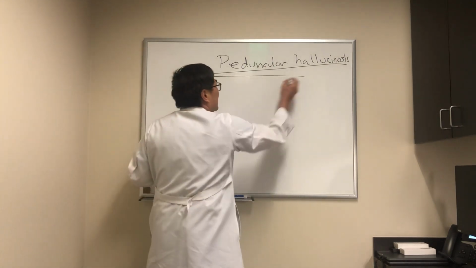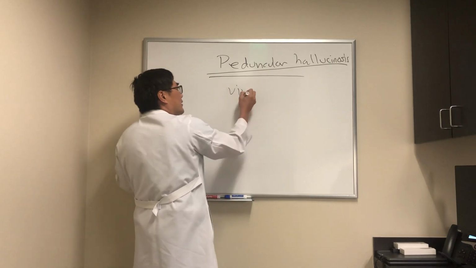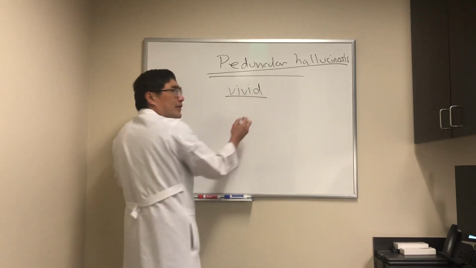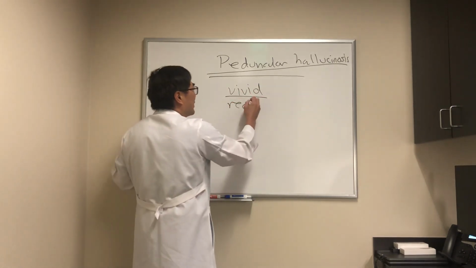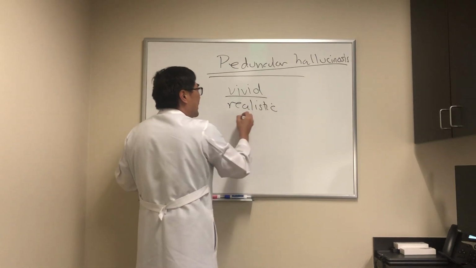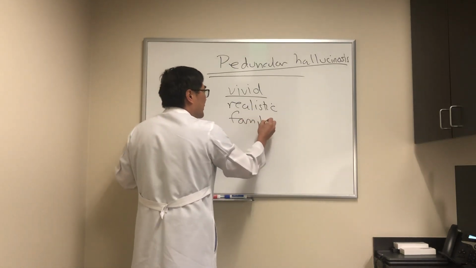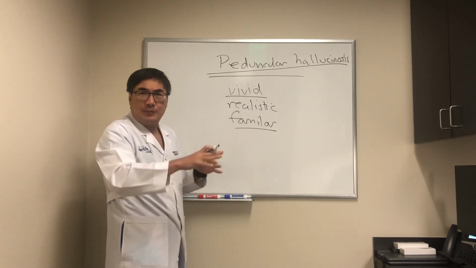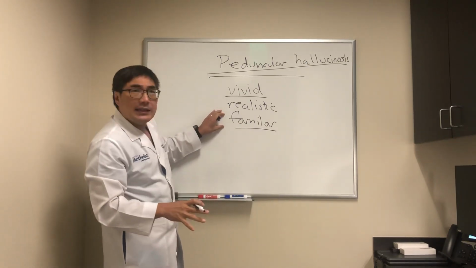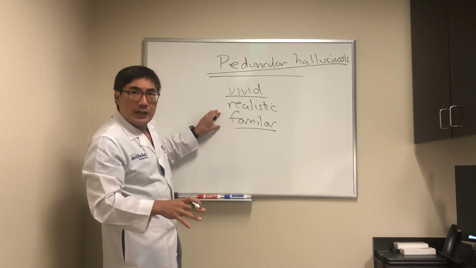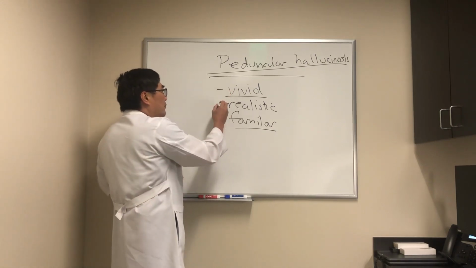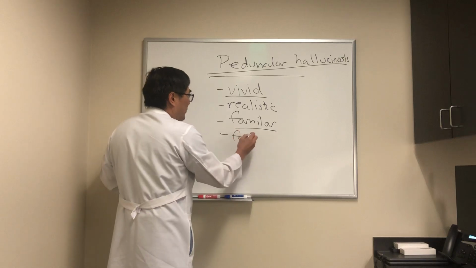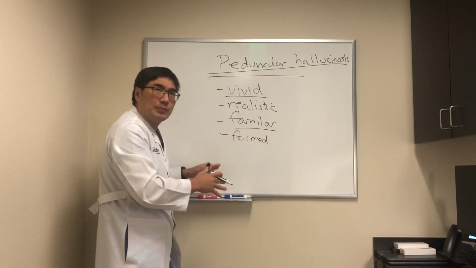And basically, these types of hallucinations in these patients are very vivid. They're extremely realistic and detailed, and often they are familiar to the patient. So whatever they're seeing, an animal, a favorite pet, a dog, a person, they know the individual, or they know the animal. So it's vivid, realistic, familiar, and formed, and so it's usually like animals or people.